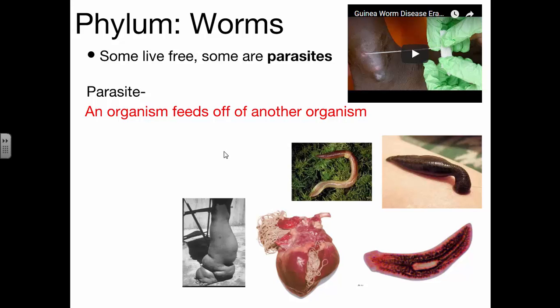Right. So this is a person that's affected by a worm that causes a disease called elephantiasis. Elephantiasis is when this worm gets into a person's lymphatic system and clogs it up, so that fluids from their body cannot be redistributed. And the fluids in their body start to pool in their lower extremities, causing extreme swelling.